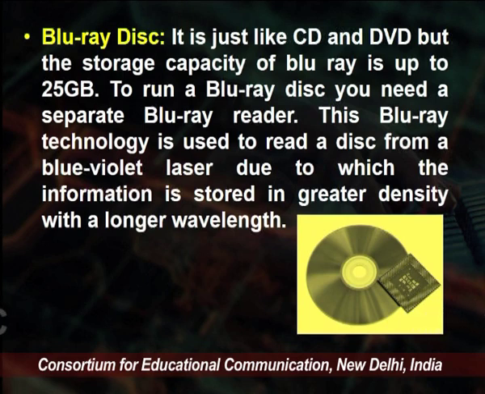Another type of disk is the Blu-ray disk, which is just like a CD and DVD, but its storage capacity is more as compared to the CD and DVD. It has a storage capacity of 25 GB. To run a Blu-ray disc, we need a separate Blu-ray reader. Blu-ray technology reads a disc with a blue violet laser, due to which the information is stored in greater density with a shorter wavelength. So these are the storage devices.